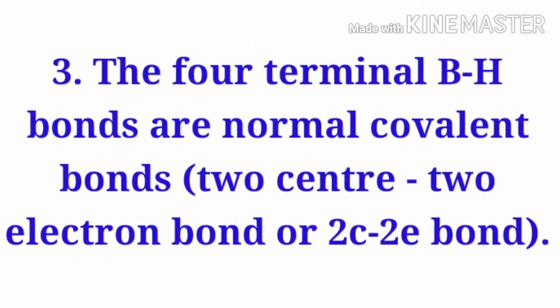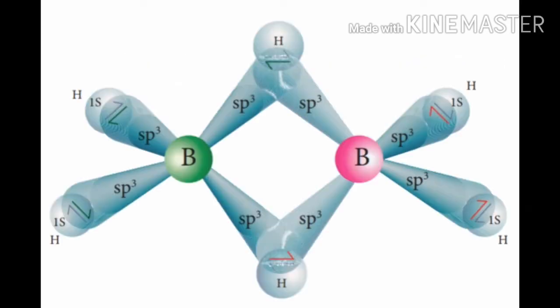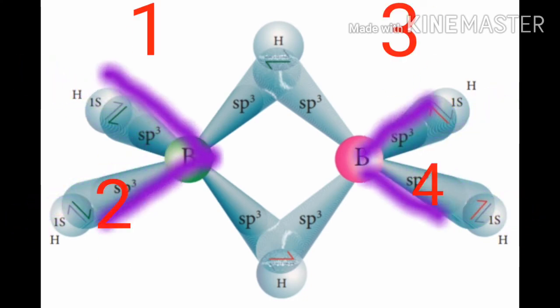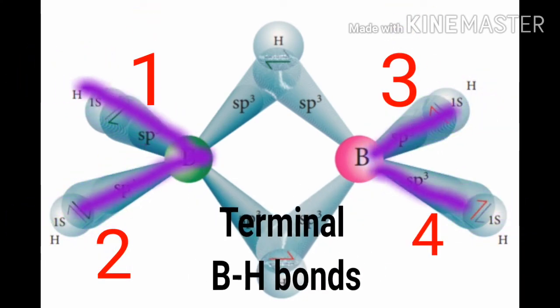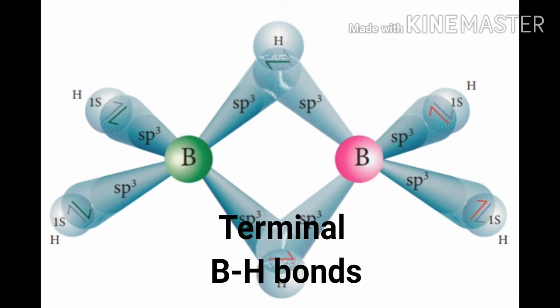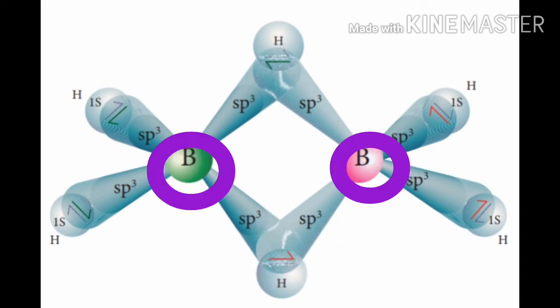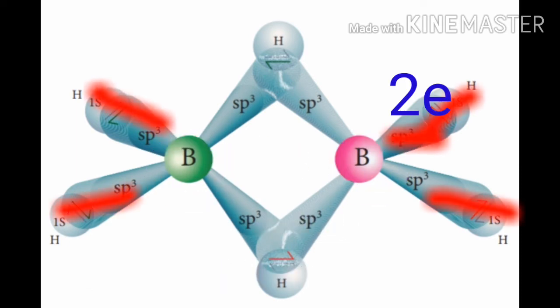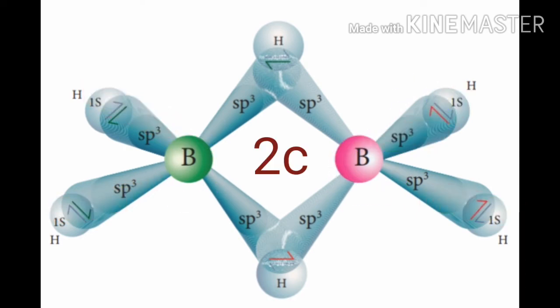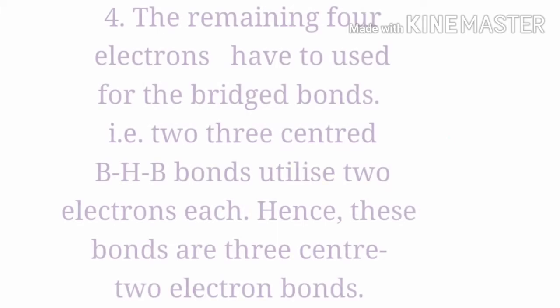Now point number 3. The 4 terminal BH bonds are normal covalent bonds. That means 2 center 2 electron bonds, or you can say 2c-2e bonds. See the structure. These 4 bonds are called terminal bonds. Then you see there are 2 borons. It is called 2 centered, and you can see the bonds. Each bond contains 2 electrons, so it is called 2 centered 2 electron bonds.